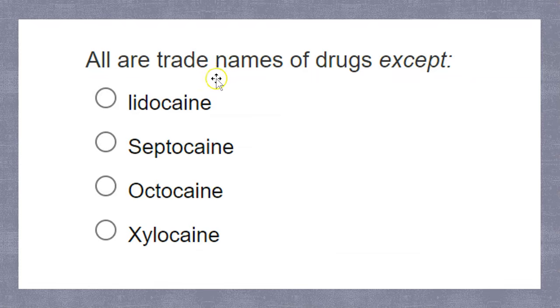So all are trade names of drugs except which one? If you said lidocaine, you are correct. Lidocaine would be considered the generic name because it's in lowercase, but all the other ones are trade names or brand names because they are in uppercase.